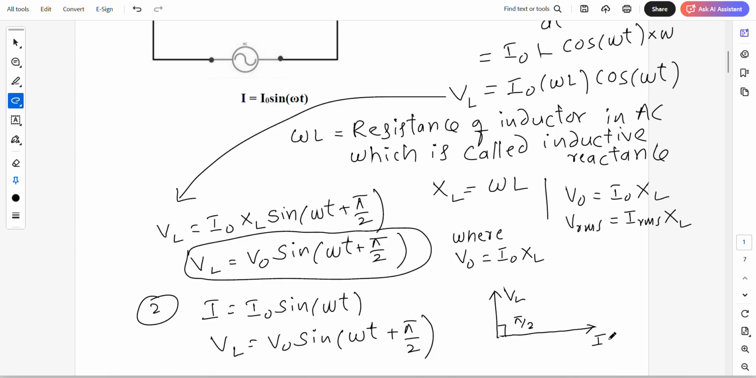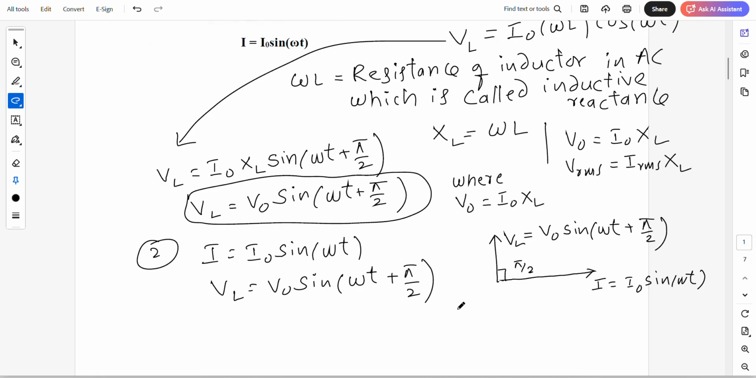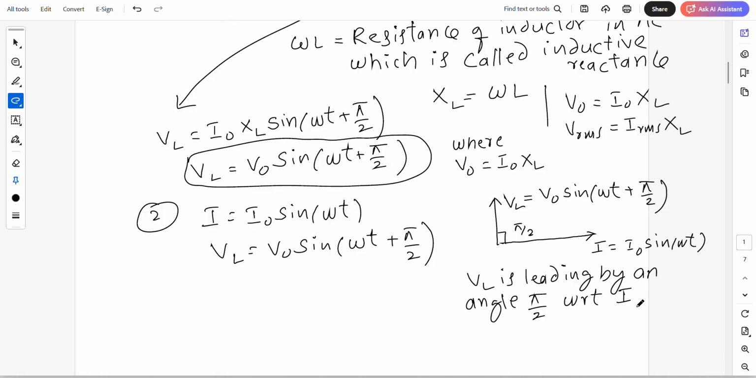I is equal to I naught sine of omega t, and VL is equal to V naught sine of omega t plus pi by 2. Here VL is leading by an angle pi by 2 with respect to I.